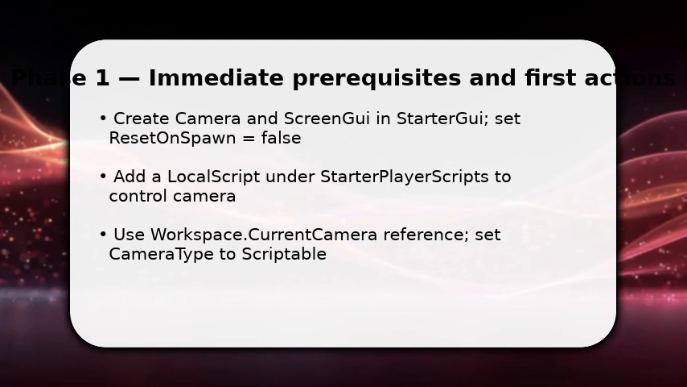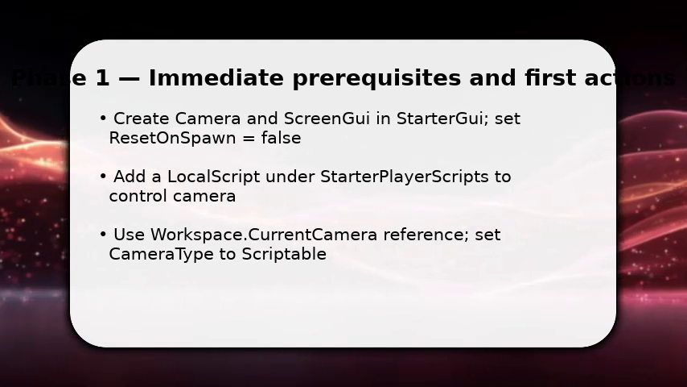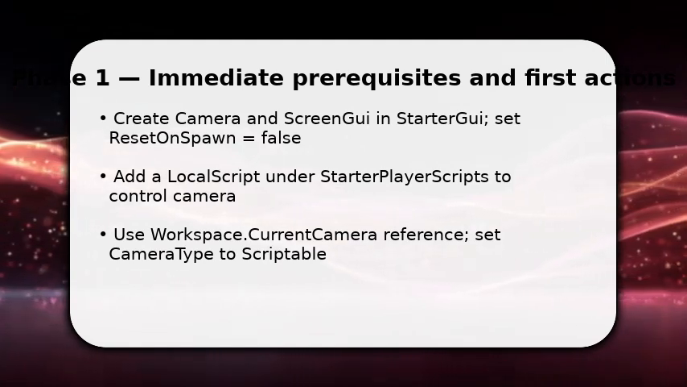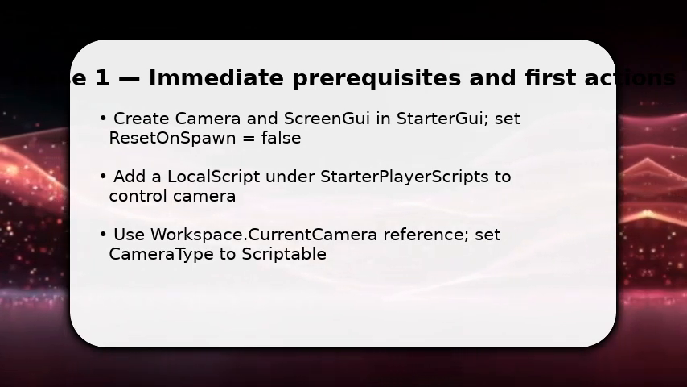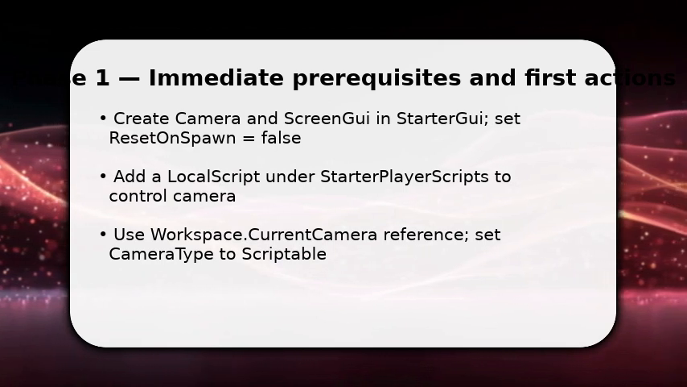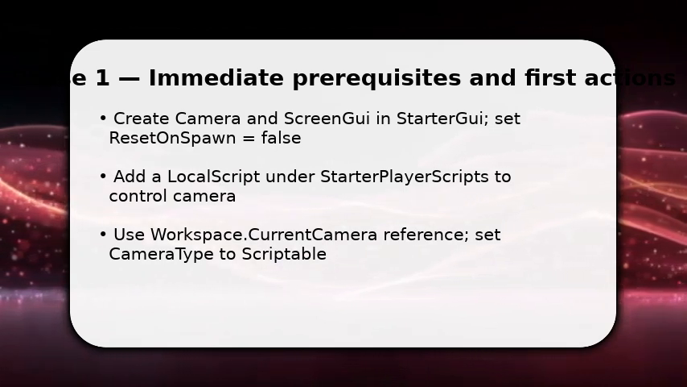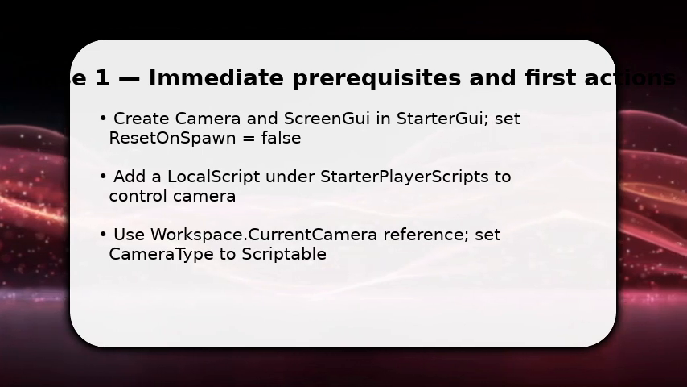You start by creating the camera assets and locking them into place. Open StarterGui and add a ScreenGui, then put any menu frames inside it. Next, create a camera object or rely on workspace.CurrentCamera. In StarterPlayerScripts, add a LocalScript so the code runs on the client.